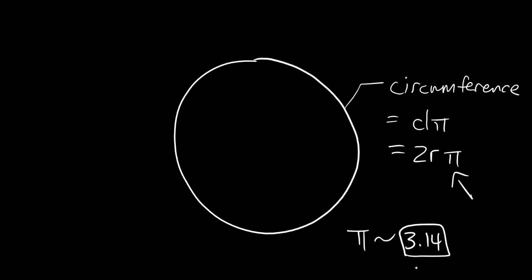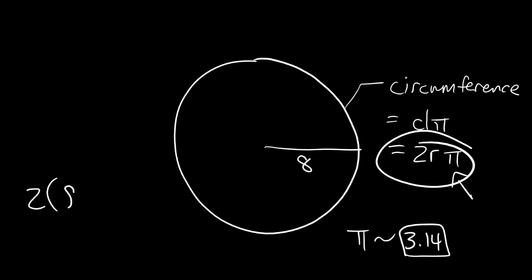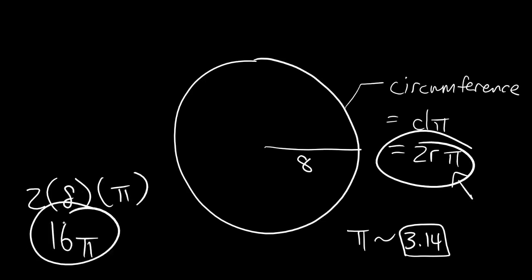We use pi equals 3.14 for many calculations, but in the homework, you will be asked for the perimeter, area, and things like the volume. All the things that require you to use pi, you will answer in terms of pi. So for example, if the radius was 8, we'd use this equation: 2 times the radius, which is 8, times pi is 16 pi.